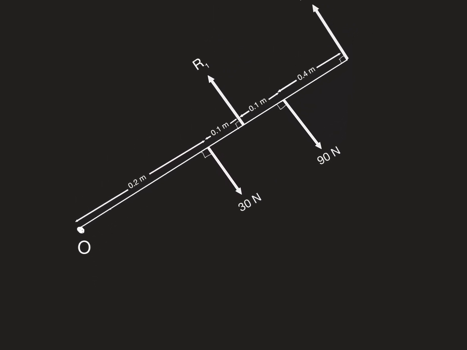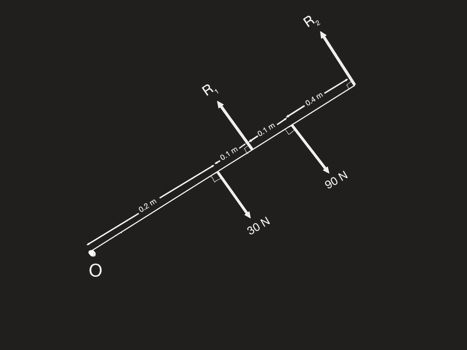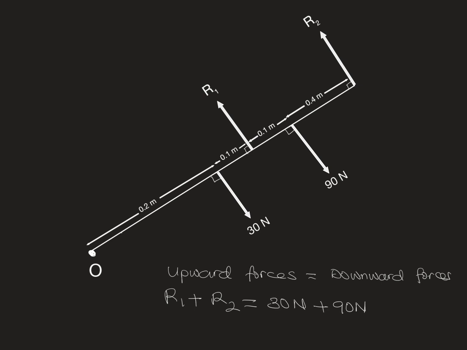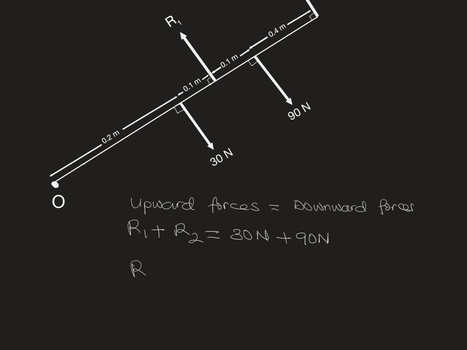From the principles of moment, we've said that the upward forces must be equal to downward forces. So the upward forces are R1 plus R2. This must be equal to the downward forces. We have the 30 newtons plus the 90 newtons force. So R1 plus R2 is equal to 120 newtons.